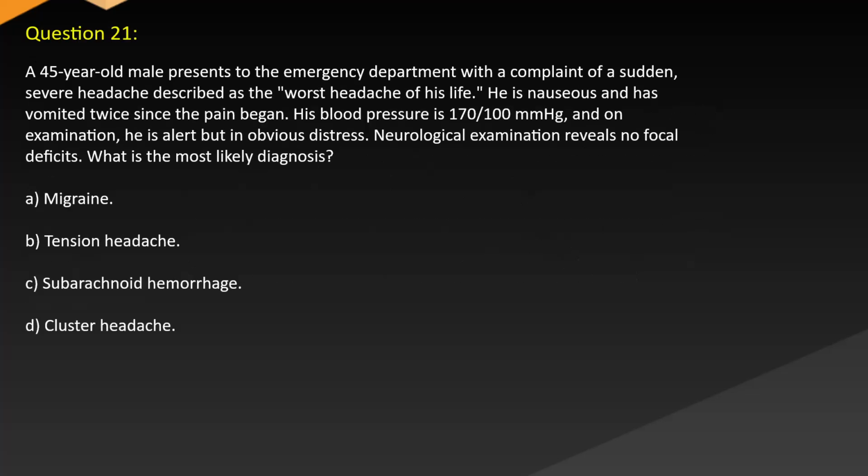Question 21. A 45-year-old male presents to the emergency department with a complaint of a sudden severe headache described as the worst headache of his life. He is nauseous and has vomited twice since the pain began. His blood pressure is 170 over 100 mmHg, and on examination he is alert but in obvious distress. Neurological examination reveals no focal deficits. What is the most likely diagnosis? A, migraine. B, tension headache. C, subarachnoid hemorrhage. D, cluster headache.